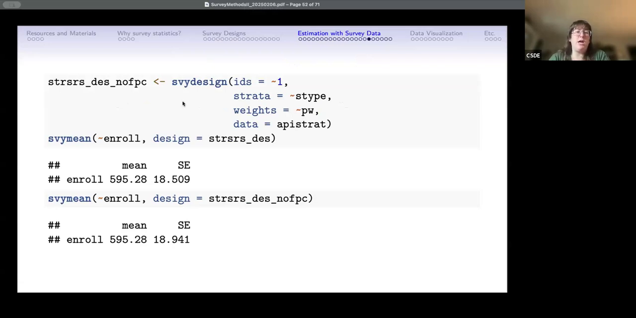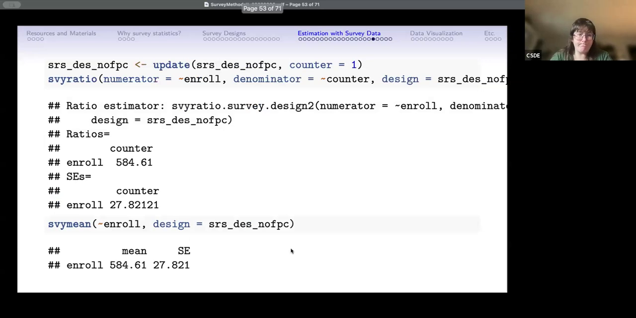So here's for the stratified simple random sample. I'm again going to specify a no finite population correction design, and then I'm going to compare the results from the stratified design where we do have finite population corrections to that without. We get the same point estimate, but we get a slightly larger standard error in the case where we don't provide the finite population correction.